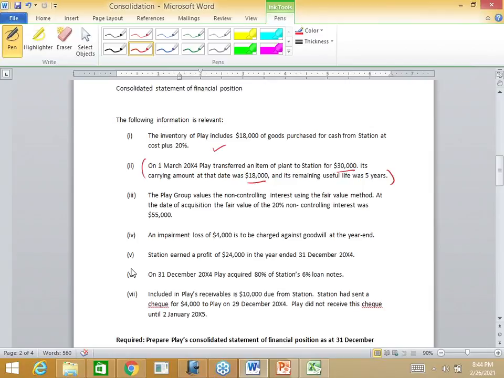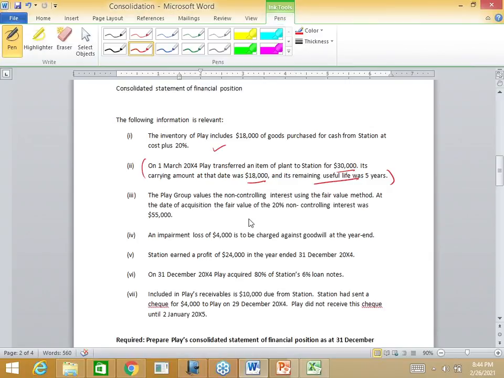So if Play, the parent company, has transferred its plant with a carrying amount of 18,000 to the subsidiary company for 30,000, then definitely the parent company has recognized a gain of 12,000 in the income statement. So that gain should also be reversed, and therefore you need to do its related depreciation as well.